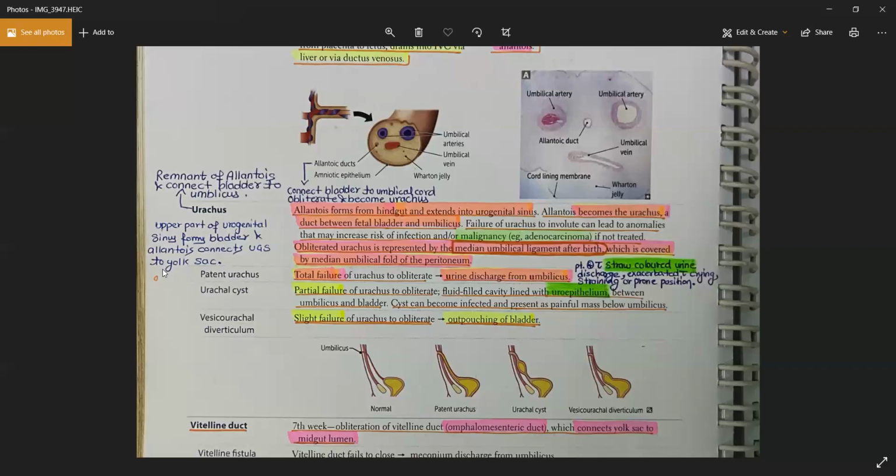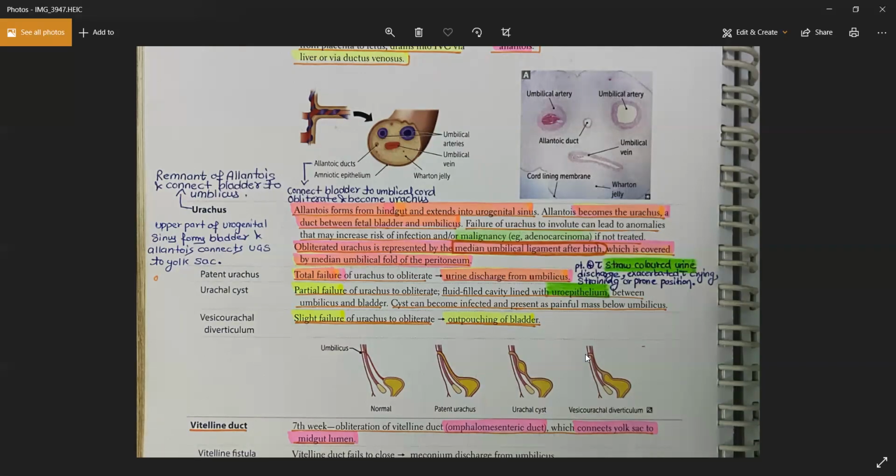Second, you have a urachal cyst. It happens whenever you have only a partial obliteration, and as a result, it will be present between your urinary bladder and the umbilicus as a cyst. This cyst can be infected, and it will present as pain in the abdomen, right? So it will be a very painful mass just below the umbilicus whenever it gets infected with bacteria.